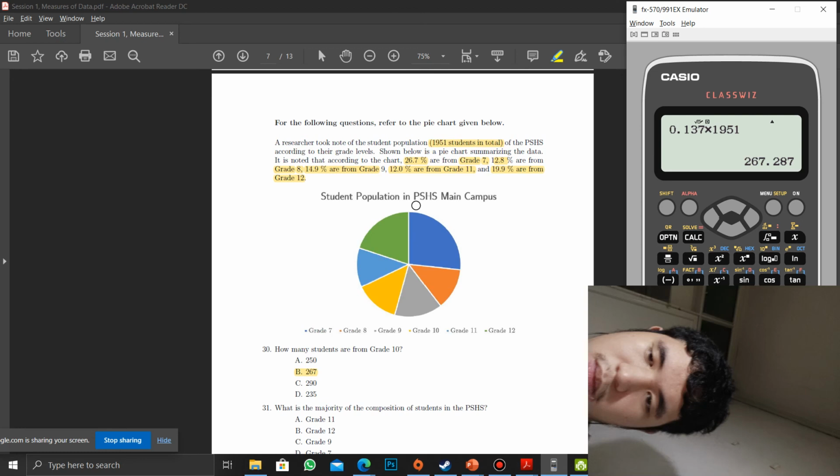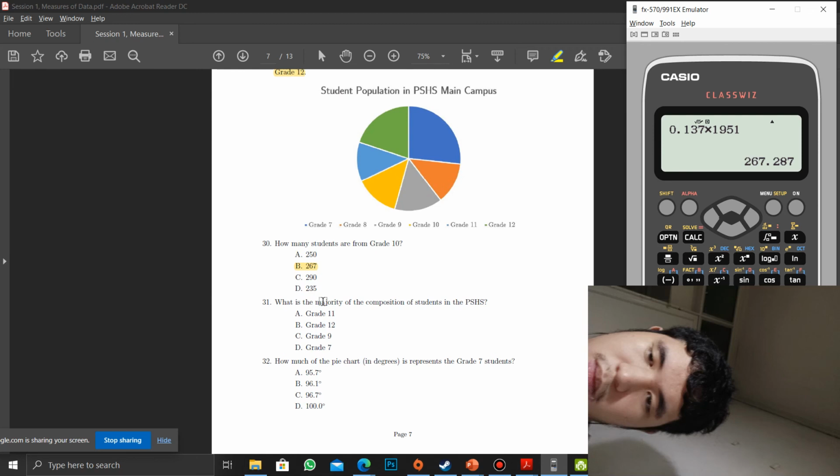Hindi totoo to. Gawa-gawa ko lang to. Looking at the percentages, malamang grade 7.